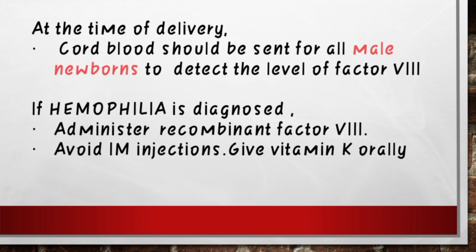The next, at the time of delivery, so antenatally itself, we have to administer the clotting factor. We have to give desmopressin or the recombinant factor. And during the time of delivery, if the child is male, then we have to immediately send the cord blood and detect the level of factor 8, because this is a sex-linked disorder and males have a higher probability of getting the disease. So if it is a male child, we have to immediately send the blood sample, cord blood, to detect the level.